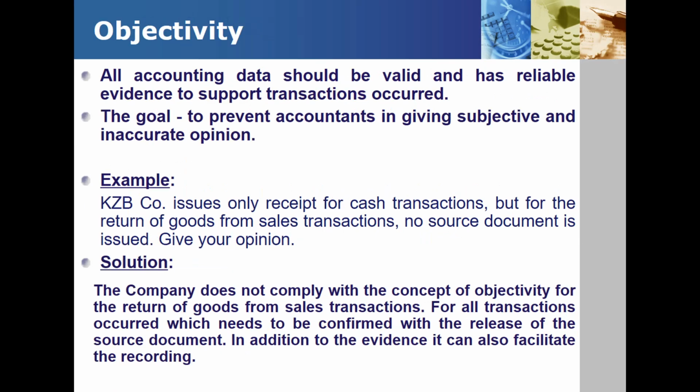11. Objectivity. All accounting data should be valid and have reliable evidence to support transactions occurred. The goal: to prevent accountants from giving subjective and inaccurate opinion. Example: KZB company issues only receipt for cash transactions, but for the return of goods from sales transactions, no source document is issued. Give your opinion.